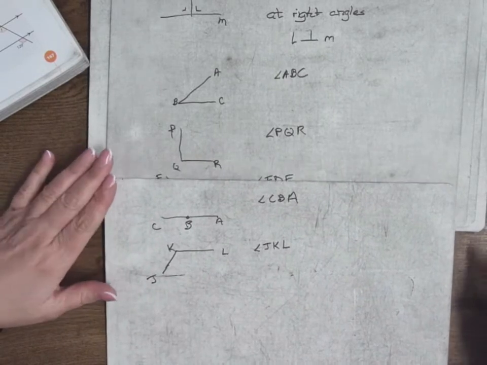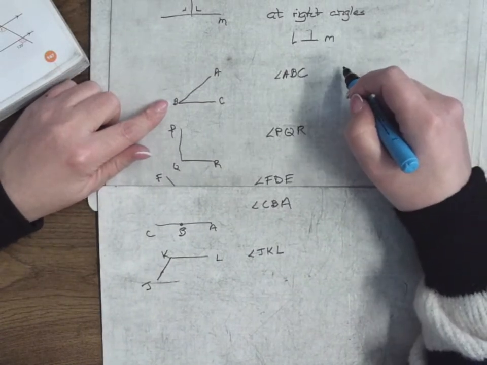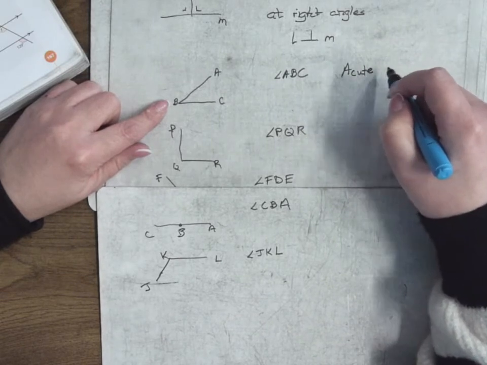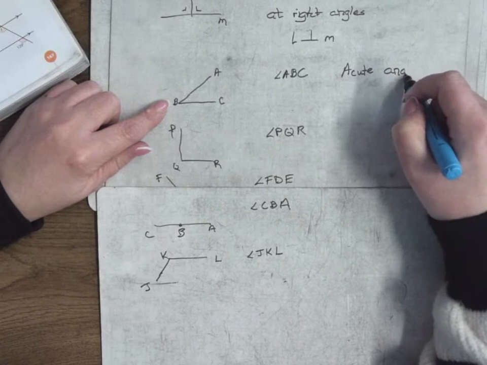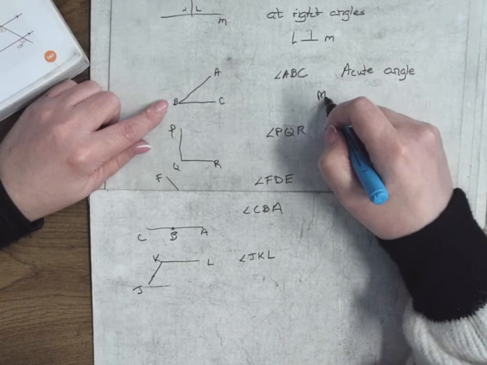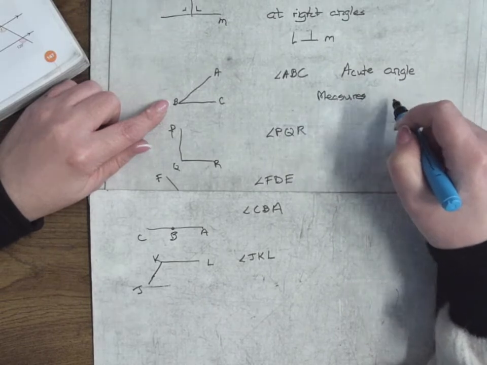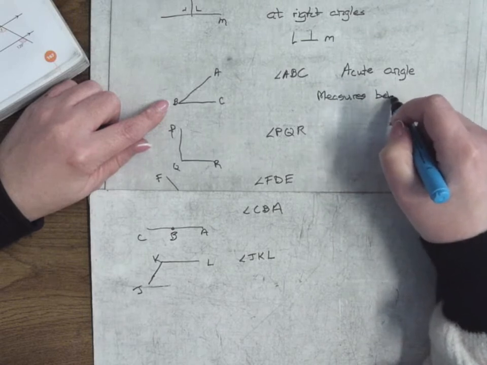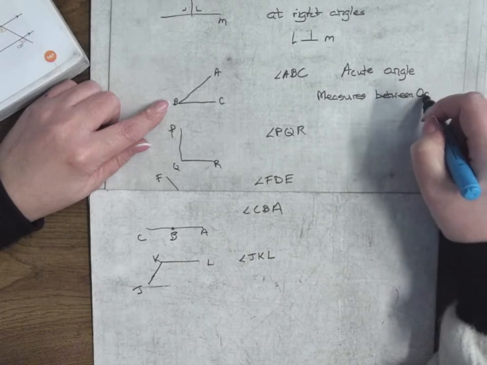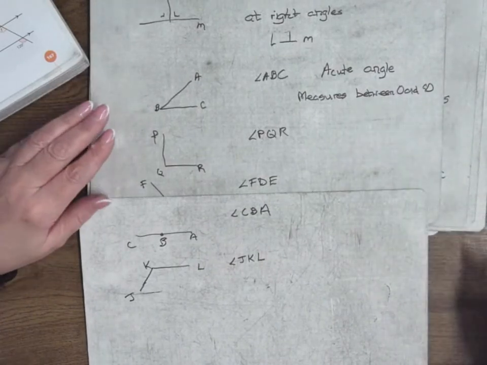Now I have to go back and describe them. Back up to the first angle. What kind of an angle is it? Acute. So this is an acute angle, and it measures between what? Between 0 and 90. So it's bigger than 0 and less than 90 degrees. Is that okay?